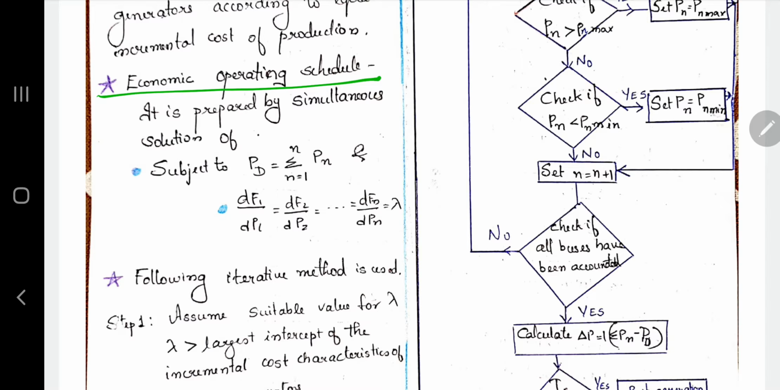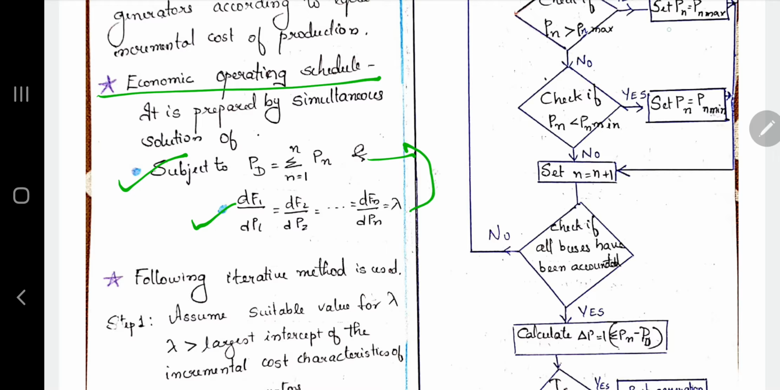Okay, it is prepared by simultaneous solution of these two equations, that is subject to the constraint, and the second one is dou f. By finding a simultaneous solution for these two, we will be obtaining the operating schedule. So how can we make a solution for this? And this is an iterative method.